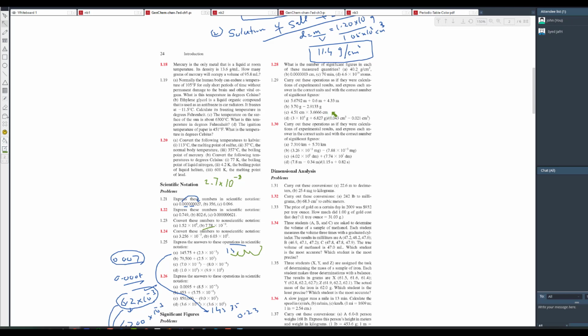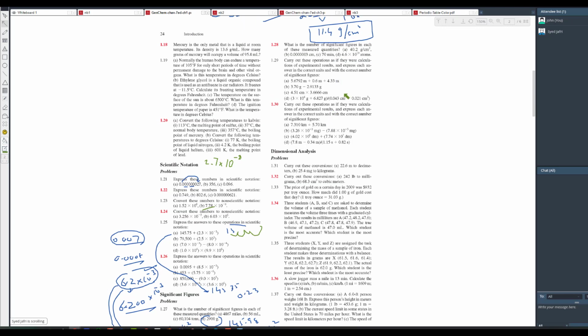Carry out these operations as if they were calculations of experimental results, and express each answer in the correct units and with the correct number of significant figures. Because you are adding them, how are you going to report this answer? For part A, the answer will be reported with just one digit after the decimal point.